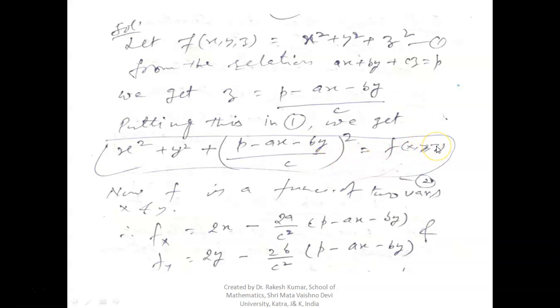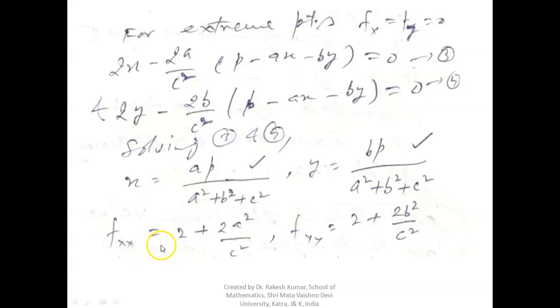So this is the value of f(x,y), not f(x,y,z), because we have substituted the value of z in terms of x, y. So now f is a function of two variables only. Find the first order partial derivatives with respect to x and y. These are the partial derivatives. For extreme points, equating these to 0, we get those two equations. Solving these two, I get x equal to this and y equal to this.